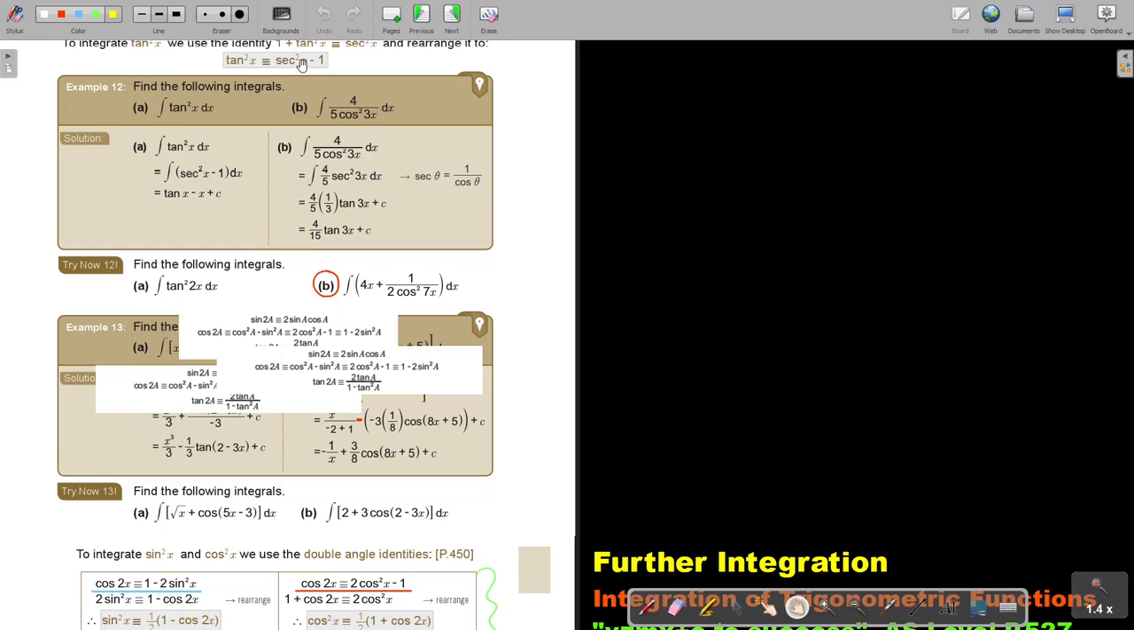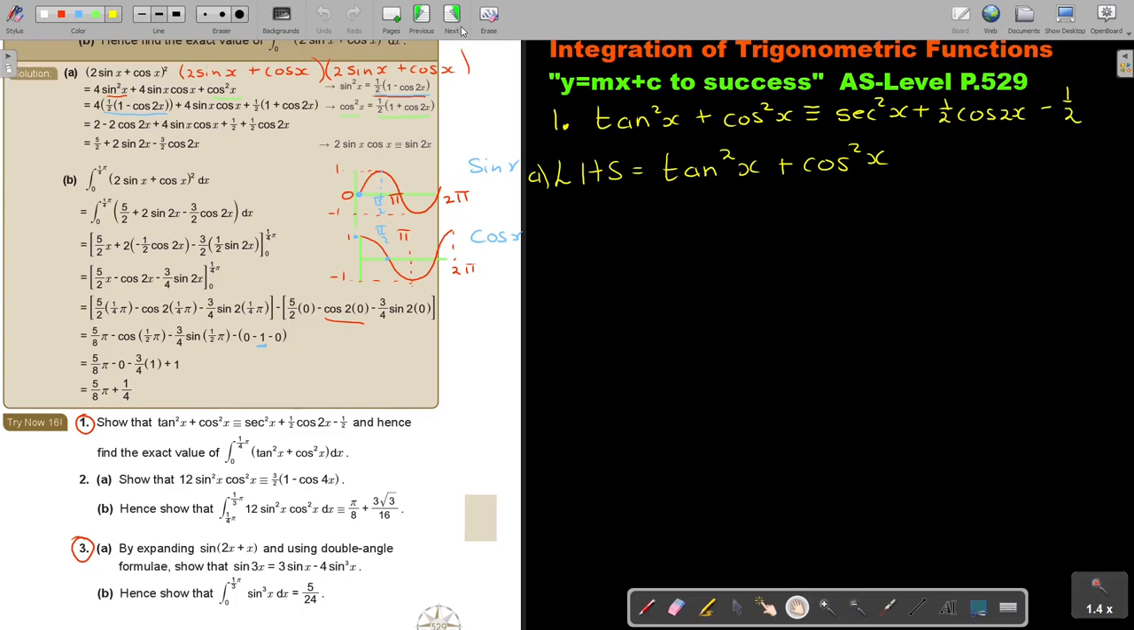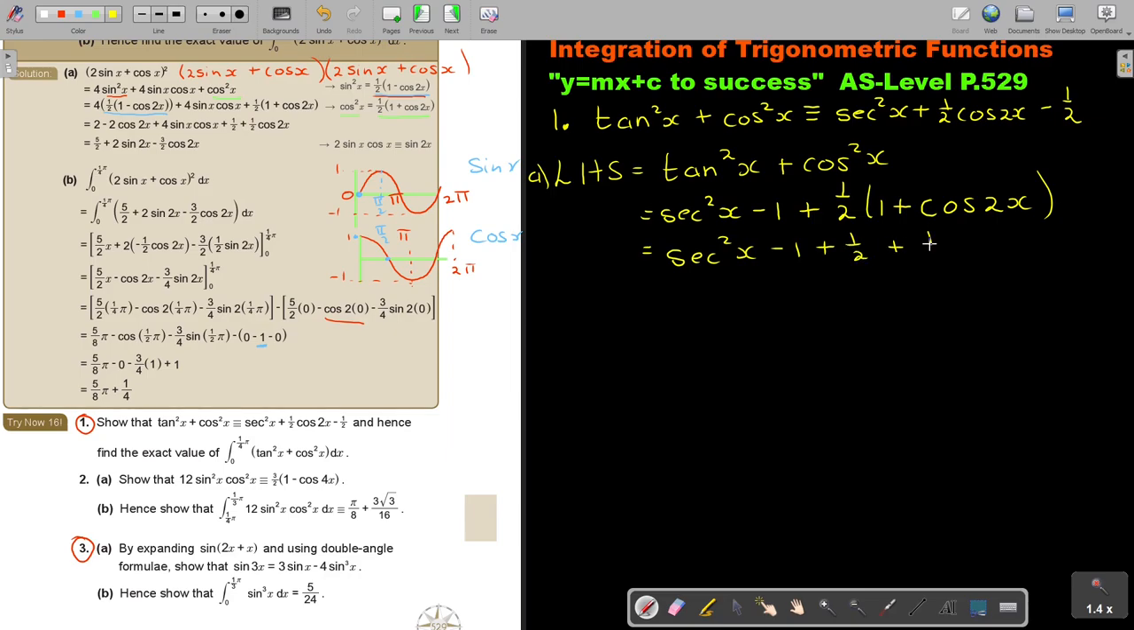Otherwise, look, tan²x is equal to sec²x − 1. Can you remember cos²x? We did it also there with the green. Otherwise, you can see how I derived it in the previous videos. So cos²x is equal to 1/2 plus 1/2 cos 2x. So that's sec²x − 1 + 1/2 + 1/2 cos 2x. If I simplify this, it's sec²x + 1/2 cos 2x − 1/2, and that's equal to my right-hand side, and that's how I do it.